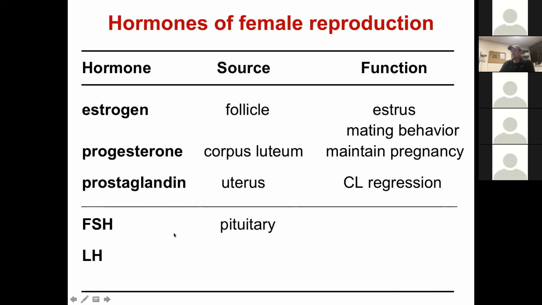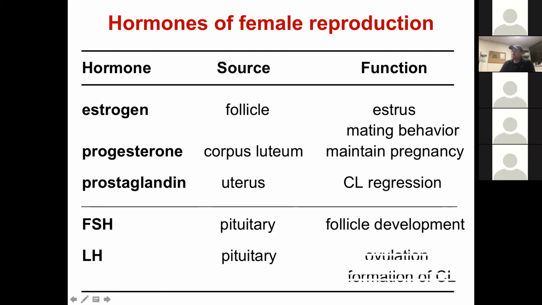Okay, FSH, it comes from the pituitary, and again, follicle development or recruitment, okay? LH also comes from the pituitary, allows for ovulation, okay? That's the one that I would be looking for is ovulation.